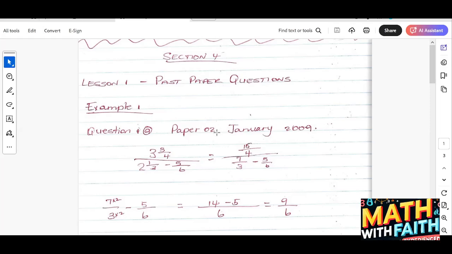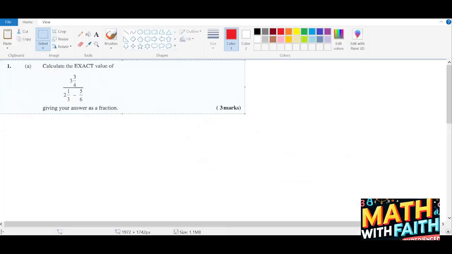Okay, so this is our past paper question. It's the first question, and it's usually the first question in the paper, which is on computation and numbers, right? So this is question 1A of January 2009, paper 2. Let's see what it says. Calculate the exact value of 3 3/4 over 2 1/3 minus 5/6, giving your answer as a fraction. That part is important as well.